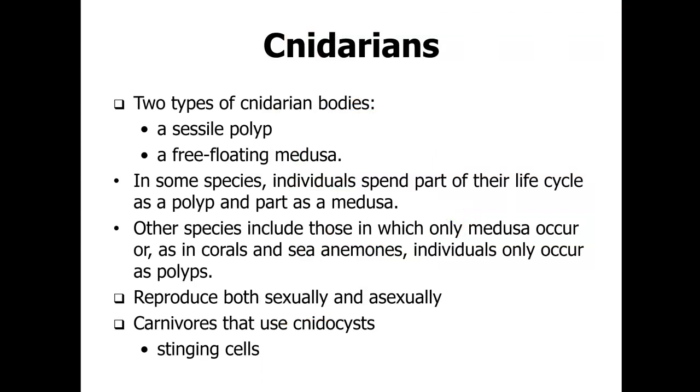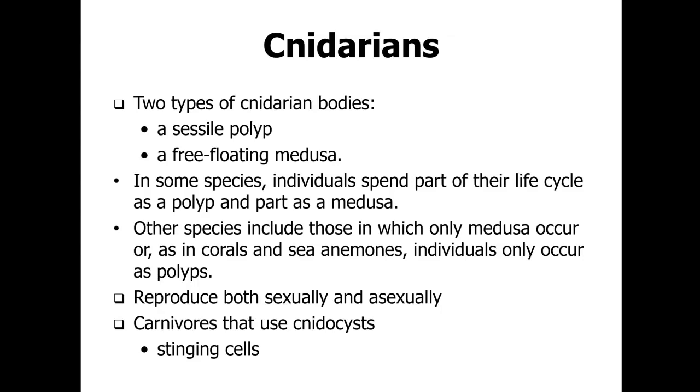So with cnidarians, you're going to have two types of bodies. You have the sessile polyp, and you have the free-floating medusa. We saw this before. In some species, individuals spend part of their life cycle as a polyp and then part as a medusa. In other species, only a medusa occurs, or, as in corals and sea anemones, individuals only occur as polyps. They can reproduce, again, both sexually and asexually, just like the sponges. And they're carnivores that use things called cnidocytes, and these are their stinging cells.